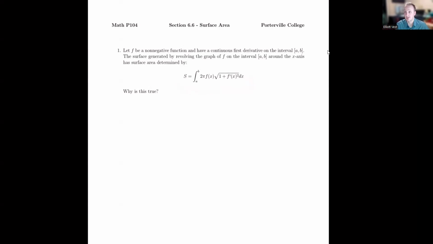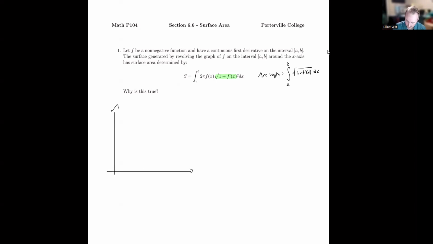Now, hopefully, if you saw the prior video that I just recorded, this part looks very familiar, because if we remember arc length, the arc length formula was the integral from a to b of the square root of 1 plus f prime of x squared dx. So arc length and surface area are related to each other as formulas, which is kind of nice. Now, why is this formula true in its own right?